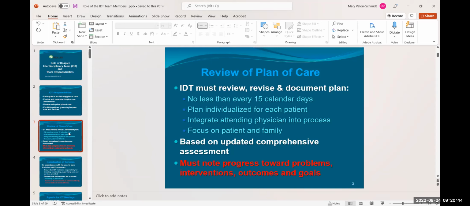What needs to be done during IDG? The plan of care needs to be reviewed, revised, and documented. What does that mean? I'm going to show you all in HospiceSoft what exactly that means. It doesn't mean that during the meeting we're doing it. So that's where those IDG notes in HospiceSoft come in. So that should be done before the meeting.